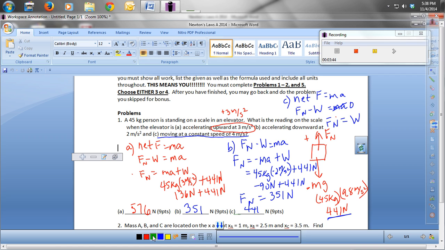If you had the other version of the test, let me give you those correct answers so you can check your work as you go. A would have been 590, so I'll write it up here. B should have been less than that because you're accelerating downward, so gravity's helping you. And C is just the weight of the man, which is 490 newtons. So that's for version B, number 1.